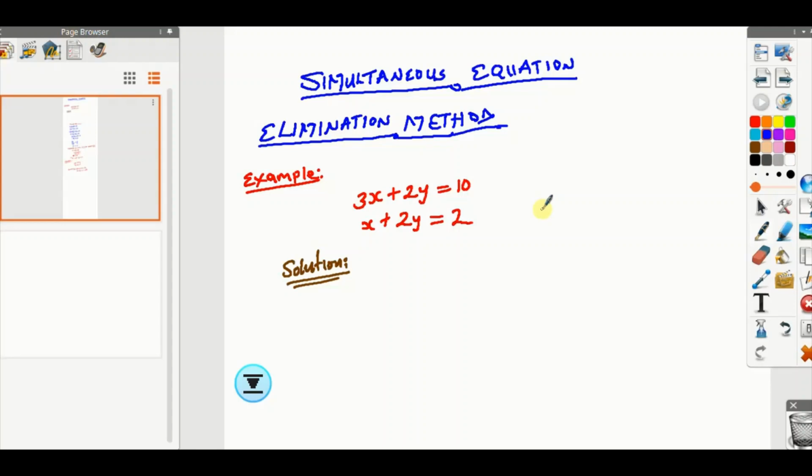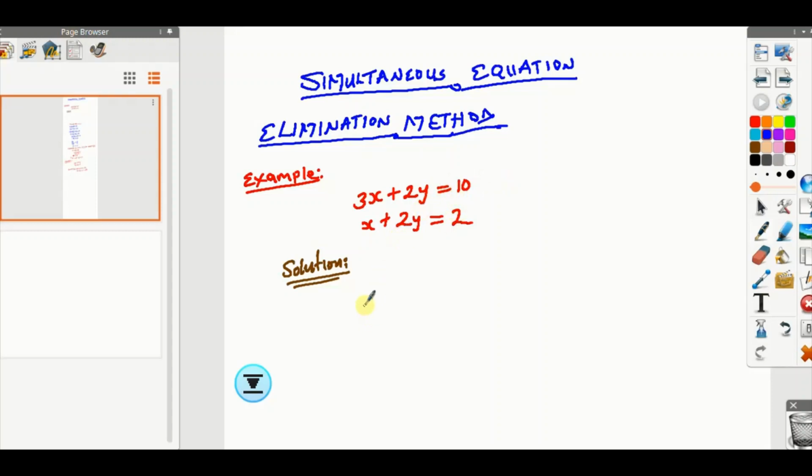Simultaneous equation. And the method we considered is the elimination method. Now, the question has been given, which is 3x plus 2y equal to 10, and we have x plus 2y equal to 2. So what can we do now?